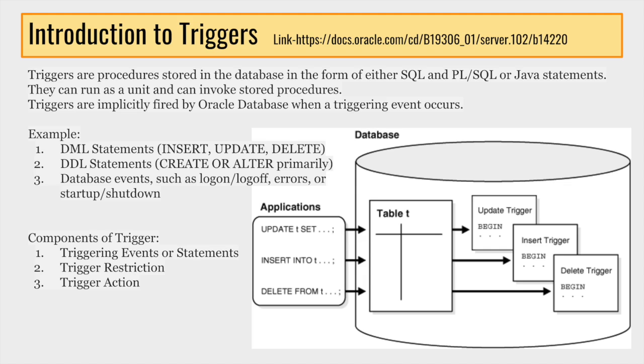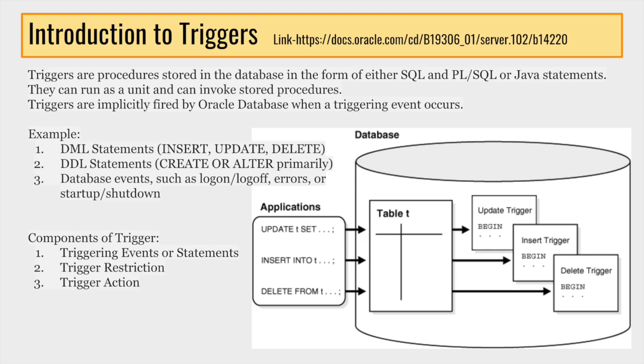We can write triggers that fire whenever one of the following operations occurs: DML statements that modify data in a table, such as insert, update, delete; DDL statements issued either by a particular schema or user or by any schema or user in the database; system events such as startup, shutdown, and error messages; and user events such as logon and logoff.